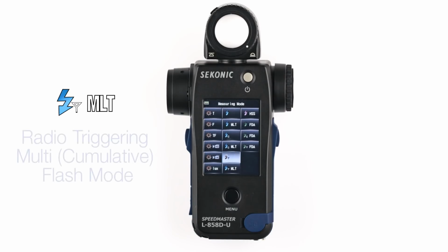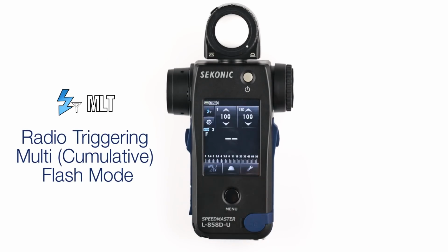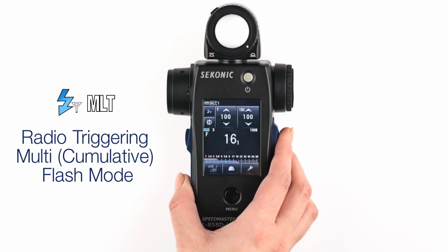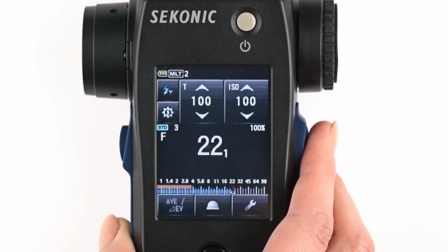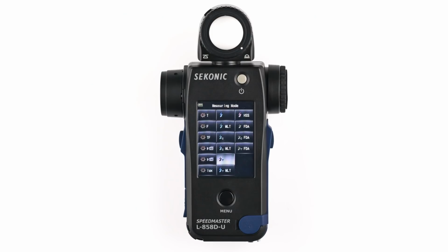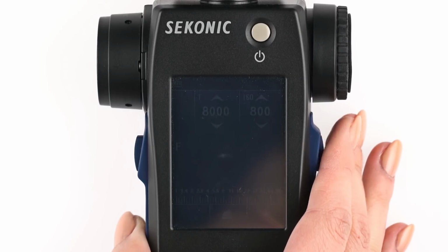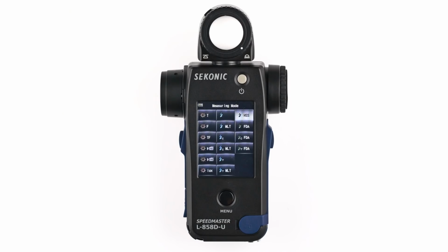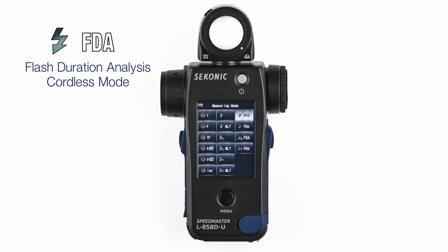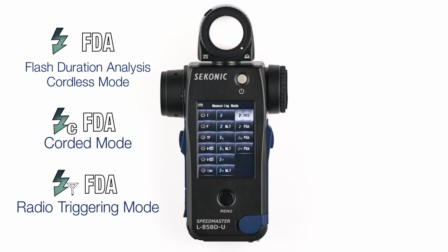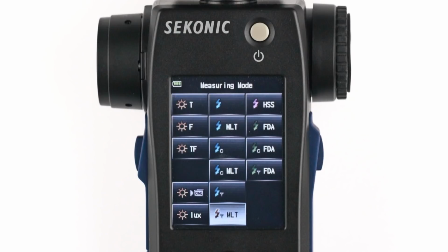The flash antenna multi icon is for cumulative reading when using a radio transmitter. Again, this icon appears when you use the optional radio transmitter. The HSS icon is for measuring the flash output when using high-speed sync. Below this, you have FDA for flash duration analysis measurement icons, for uncorded, corded, and radio triggering with the optional radio transmitter. Next, let's explore how to customize the icons shown on the Measure Mode screen.